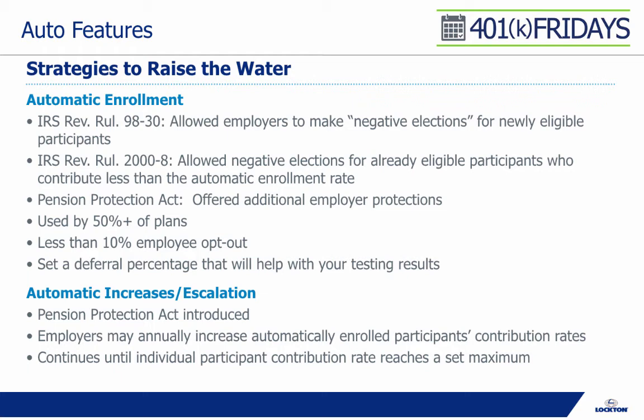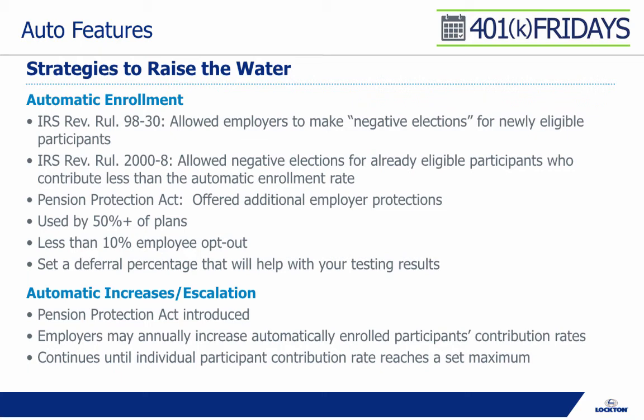Now, one of the important things is when you are implementing automatic enrollment, you have to set a deferral percentage of what employees will enter the plan at. So for example, you could set it at 3%, 5%, 8%, whatever number you want, but you have to set a percentage when you implement automatic enrollment. One of the things that we always encourage our employers to look at is to ensure that you're setting a deferral percentage that's going to help you with your testing results.